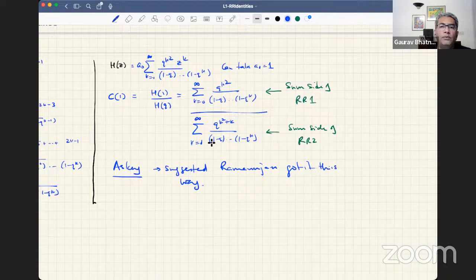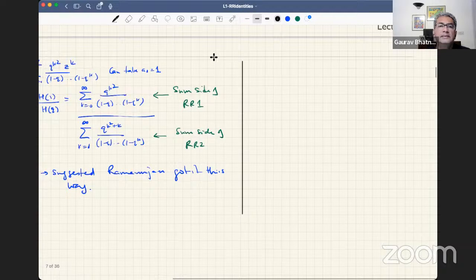The sum side. Now, what about the product side? That's another trick. Let me just go into the product. So let's see how to discover the product side.